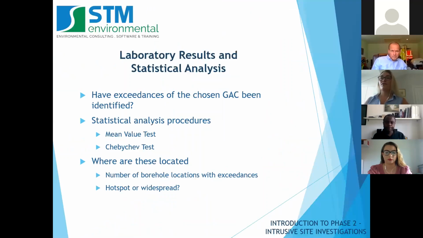When the results of the soil samples are received from the lab, these are checked through to identify any exceedances above the chosen GAC. If there are exceedances above the acceptable GAC concentrations, the location of these exceedances are then analysed, i.e. are they widespread throughout the site? Are they in multiple boreholes at multiple depths? Or are they sort of concentrated into one or two locations or at particular depths only?